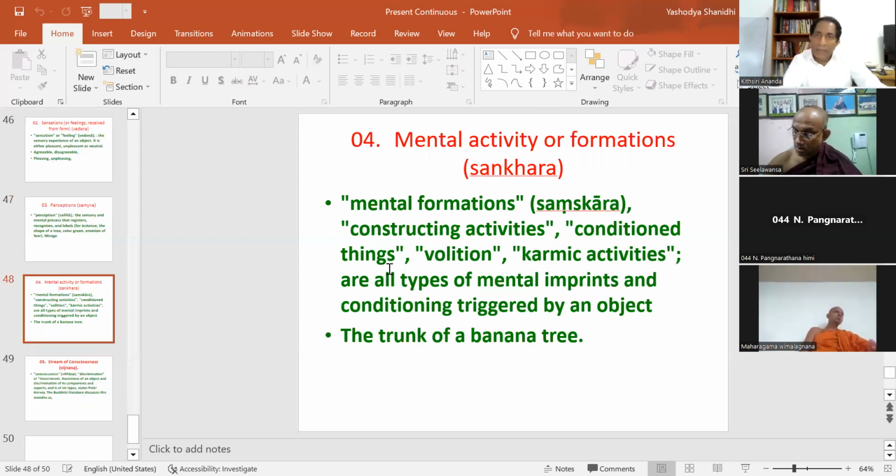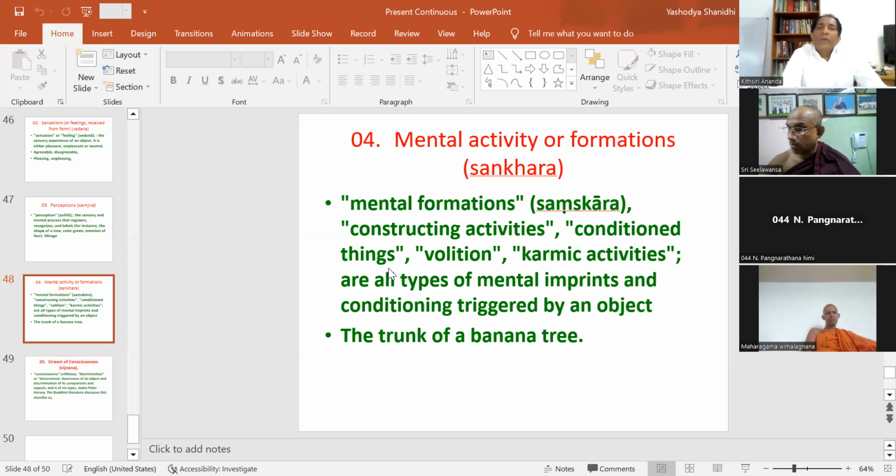Then come mental activities, mental formations, mental constructions, sankhara. Anyway, it's a common term. Whatever it may be, energies or physics or whatever, if something gets formed, it is considered to be sankhara, or relevant constructions, formations.